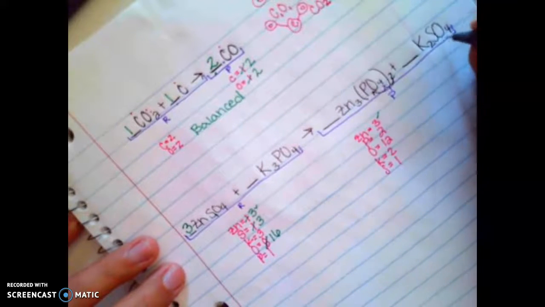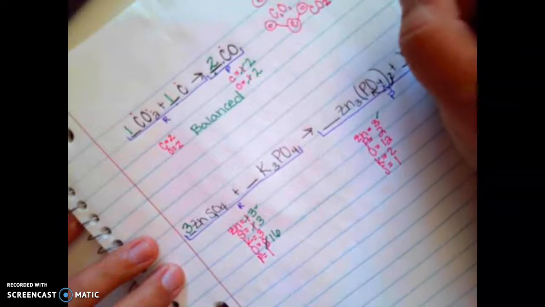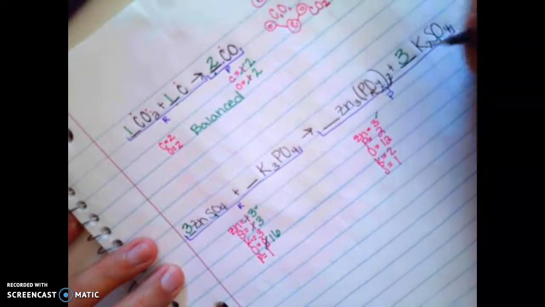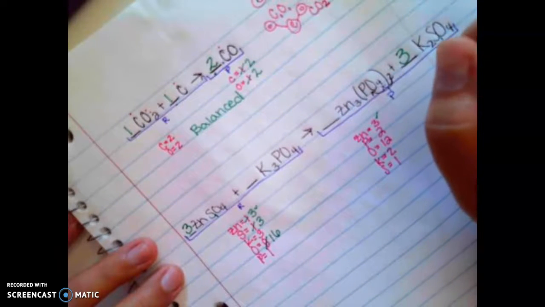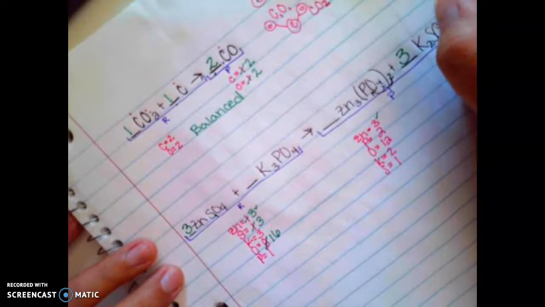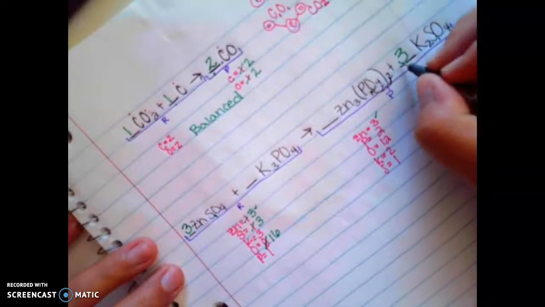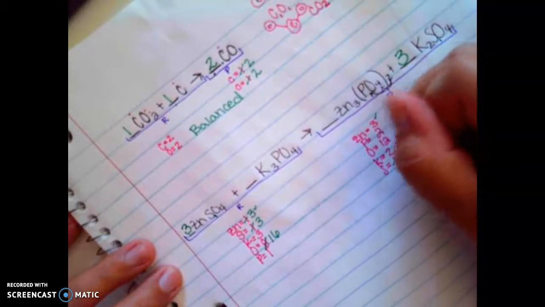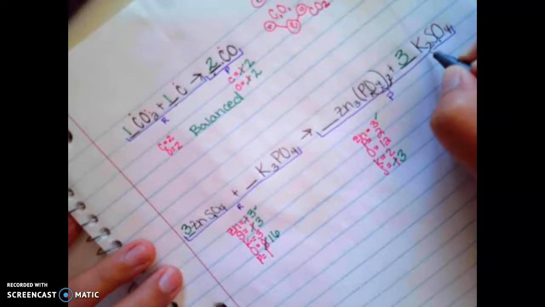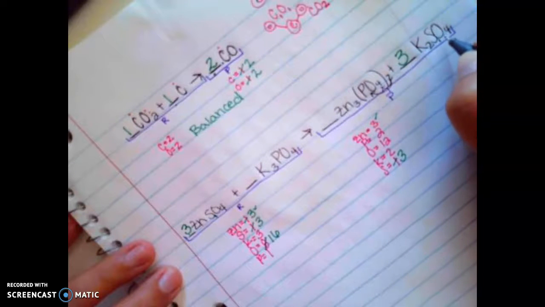So we want this sulfur to be 3. So this is an understood 1. That would mean we need a 3 right here to try and balance that out. So if I put a 3 right here, that changes my sulfur to what I want it to be, which is 3. But it also changes my potassium, my K, and my oxygen again.